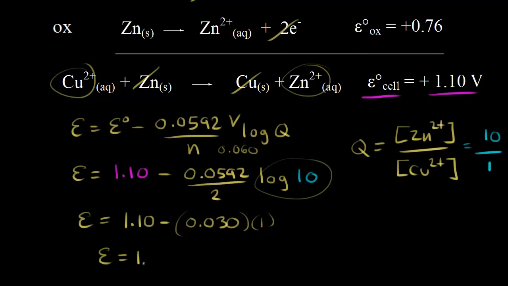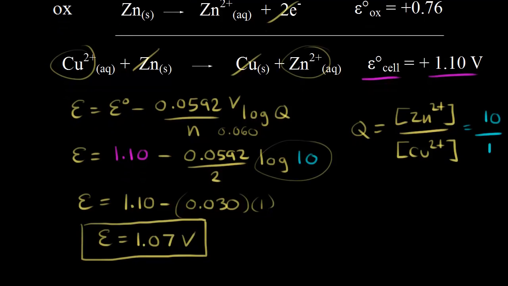So the cell potential is equal to 1.07 volts. I like to think about this as the instantaneous cell potential. So when your concentrations are 10 molar for zinc 2+ and 1 molar for copper 2+, 1.07 volts is your instantaneous cell potential. What happens to the cell potential as the reaction progresses? Well, let's think about that.